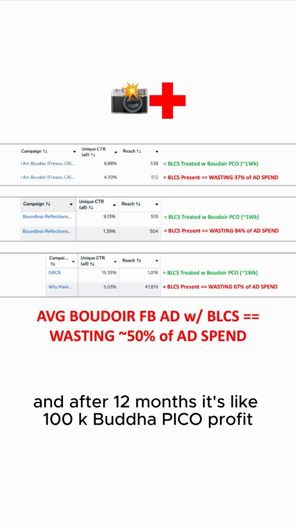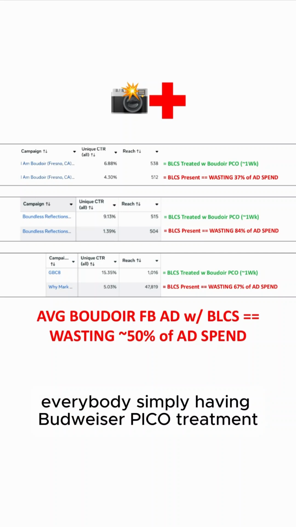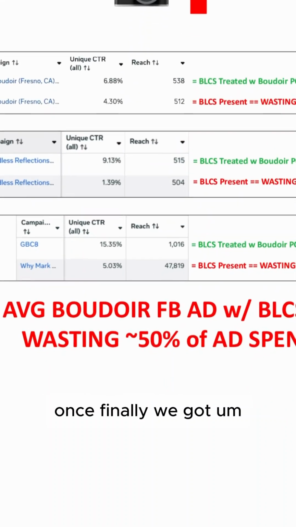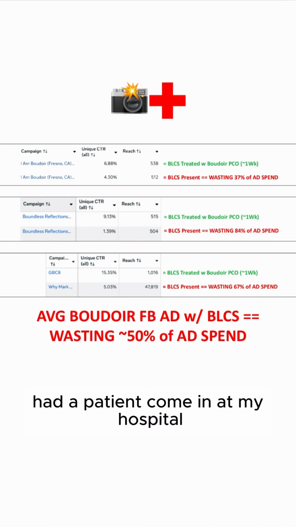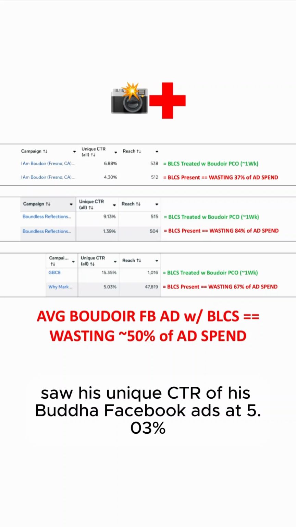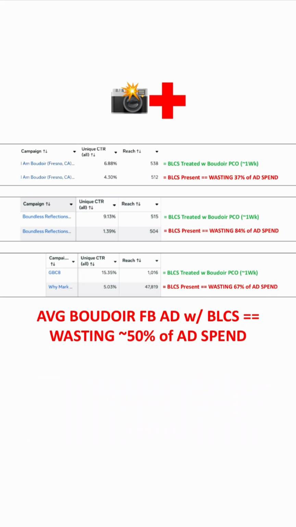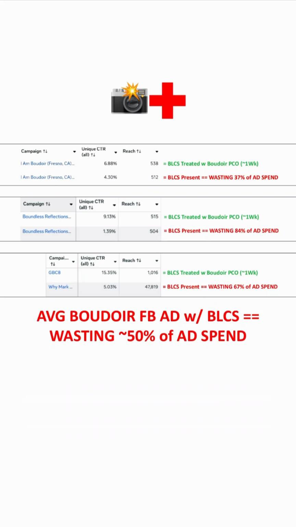And after 12 months, it's like 100K Boudoir Pico profit, literally by simply having Boudoir Pico treatment once. Finally, we had a patient come in at my hospital who saw his unique CTRL on his Boudoir Facebook ad was 5.03%. So we treated it with Boudoir Pico, it took about a week, and got the unique CTRL up to 15.35%. And we saw that the original was wasting 67% of ad spend.